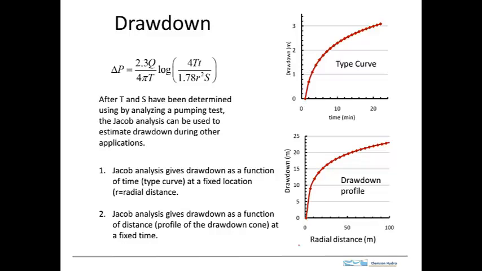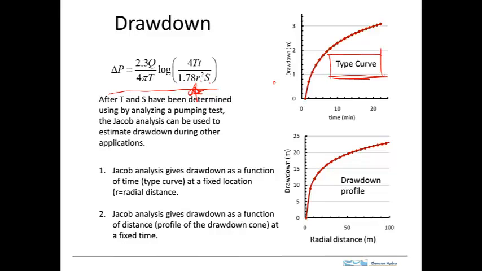Okay, so once we have calculated T and S, we can go back and use the Jacob analysis to predict the drawdown. There are two ways that we'll do this. If we fix the radial distance and let time vary, that allows us to calculate the drawdown as a function of time at a point. This is typically called a type curve. So drawdown as a function of time is a type curve.